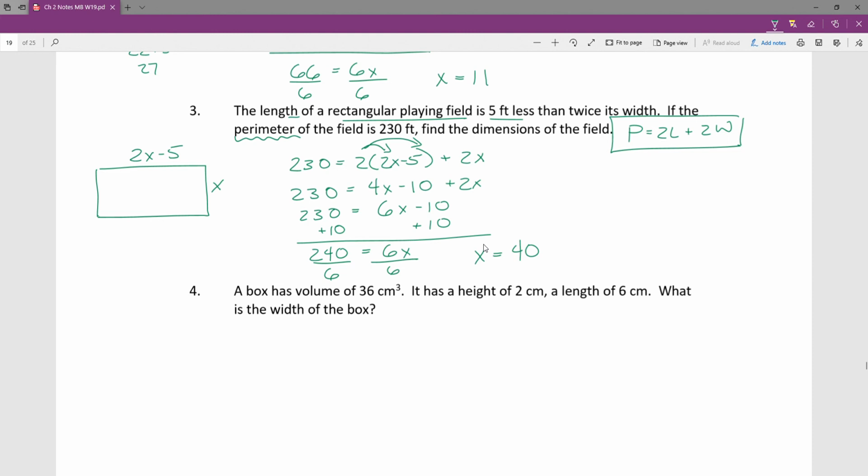So one more time, that's not my final answer. I need to take it back to my let statement to actually figure this out. So that's going to give me a 75. So the field is 40 feet by 75 feet.